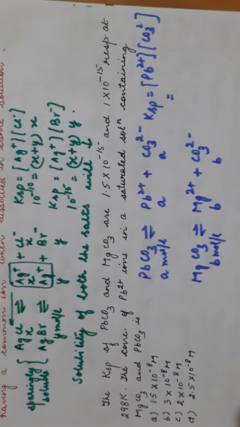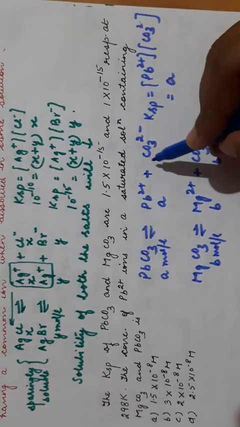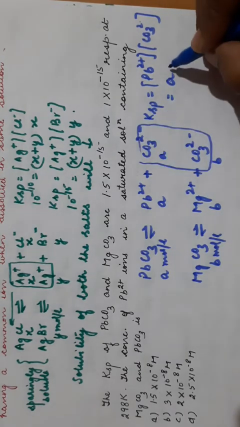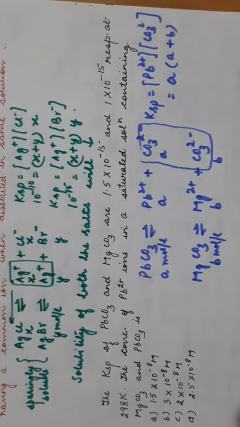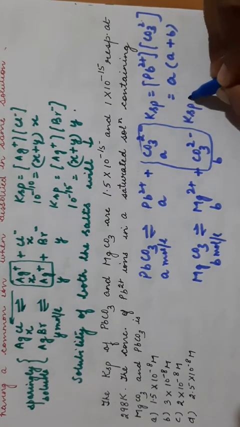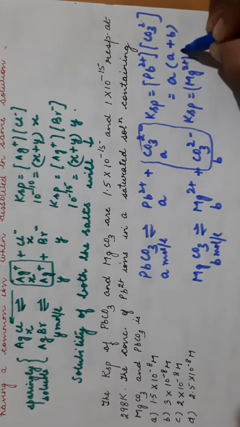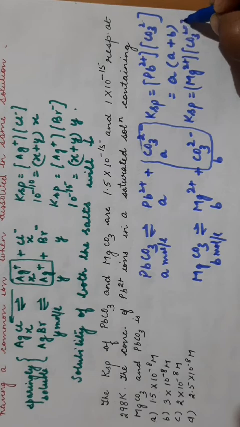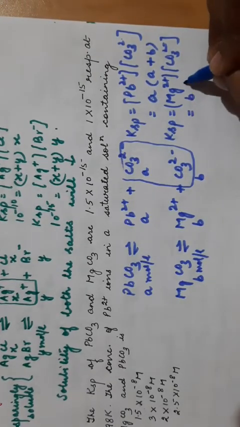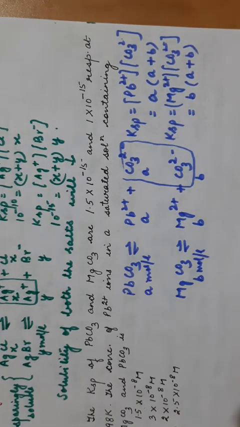So what is the concentration of lead here? A. What is the concentration of carbonate ion? Here carbonate ion is the common ion. So what will be the concentration? A plus B. Clear? Similarly, Ksp for magnesium carbonate can be written as Mg2 plus into CO3 2 minus, and the concentration of Mg is B and carbonate is A plus B.